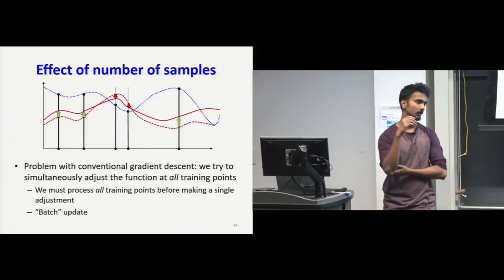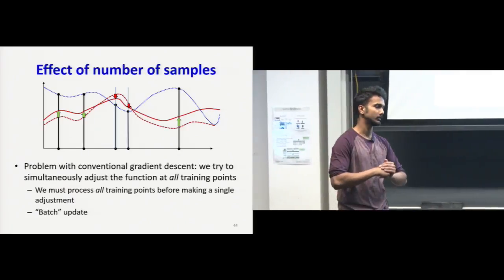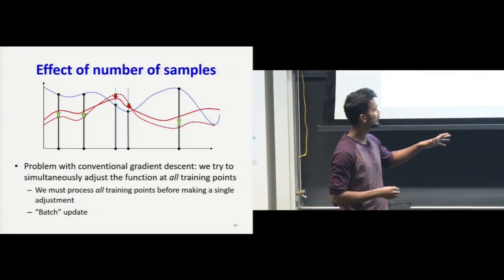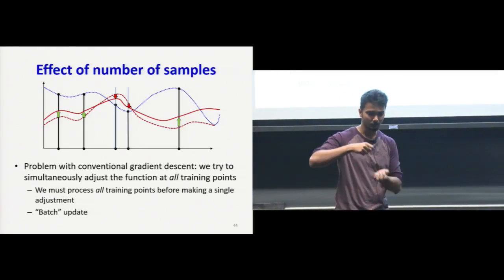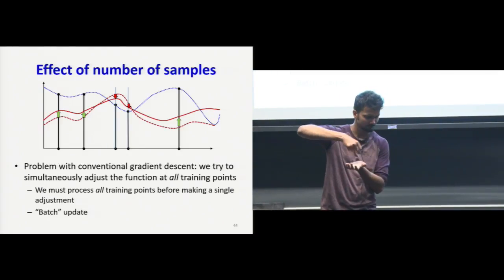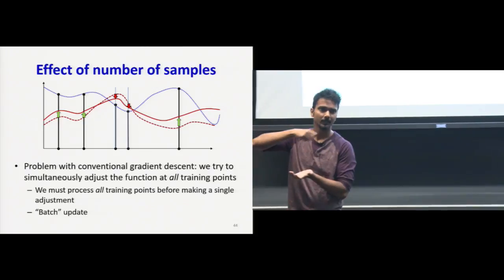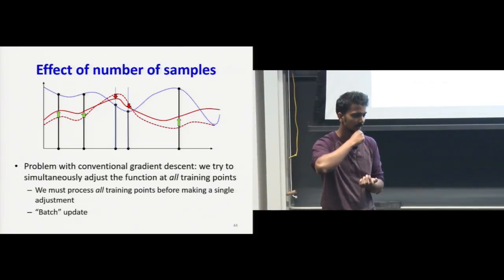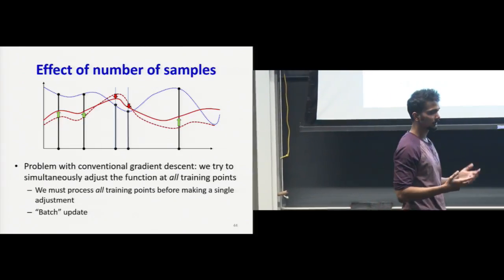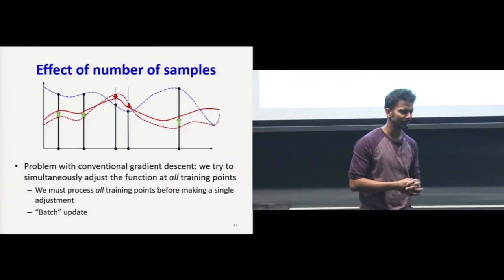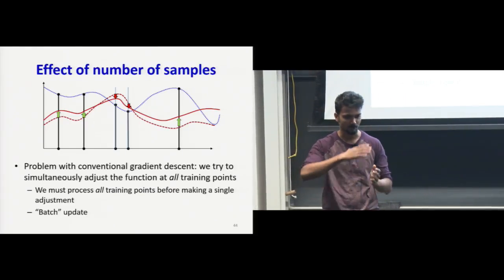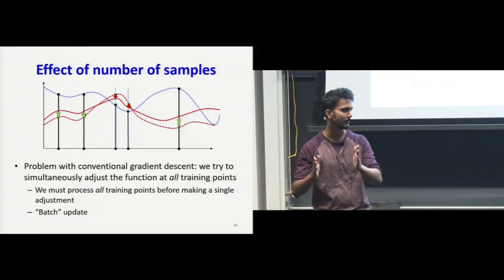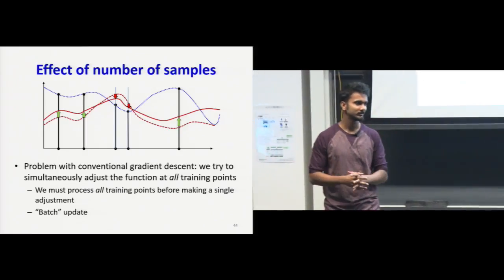So how does the number of samples affect this? If you're trying to update the function using a single sample, you'll be picking one point. So it's really sparse. But in order to approximate a function, you really need to have a lot of samples so that you don't have to approximate any curve between two samples. Are you following me? Is that fine?